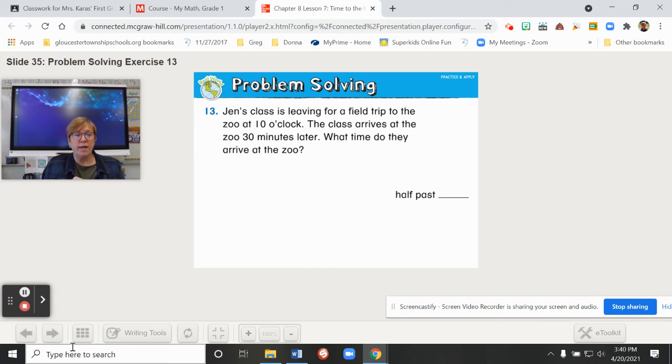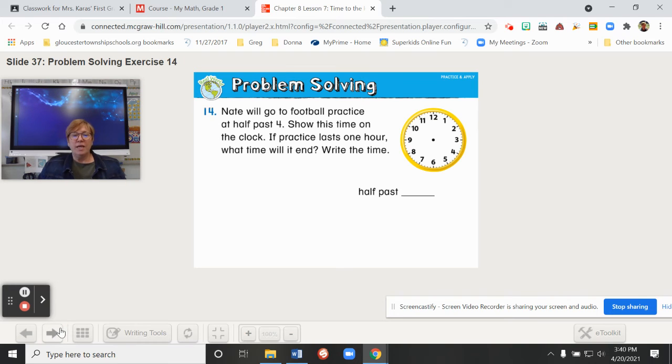30 minutes. So we're going to count, all right? I'm going to move mine. When I move it to the 1, it's 5. Okay, 5, 10, 15, 20, 25, and 30. Okay, so now what time do they arrive at the zoo? Pause and solve it. 10:30, good job.